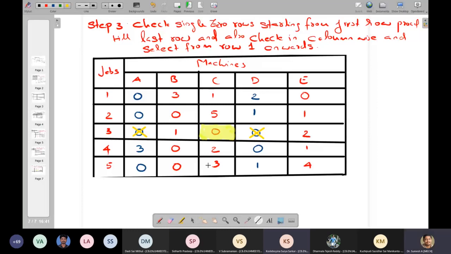Column D now becomes only a single zero, since the other 0 is already struck off. So you have to give the assignment over there. Job number 4 is assigned to machine D. Okay, now what about column E?